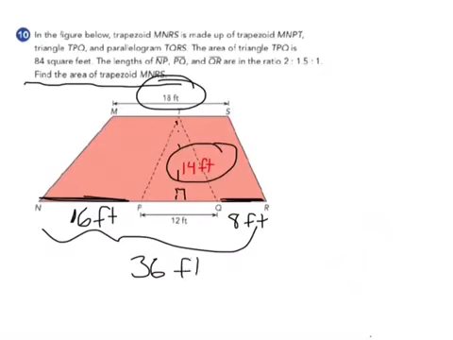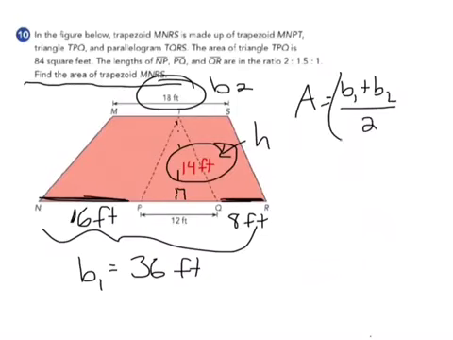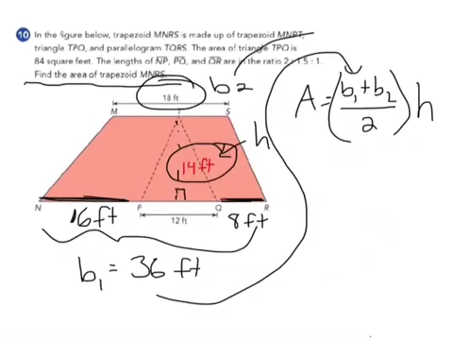So 36 feet, we'll call that our base 1. 18 feet, we'll call that our base 2. And 14 feet, we'll call that our height. And then we use our trapezoid formula, area equals base 1 plus base 2 divided by 2 times height. So substitute in all of these values. There's base 1, there's base 2, there's our height, and you can do the calculations from there to get your final answer.